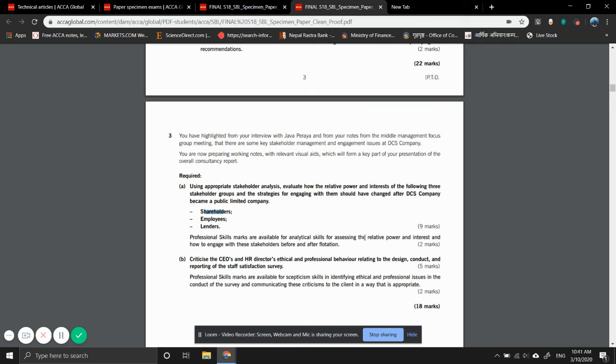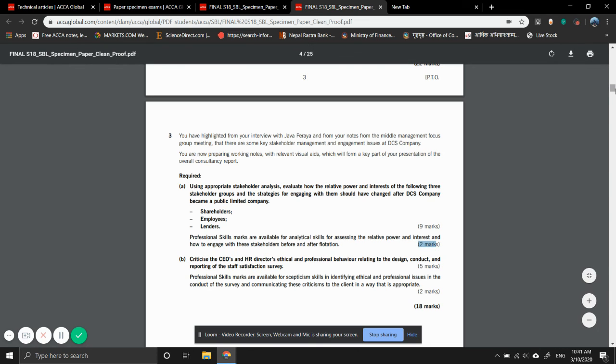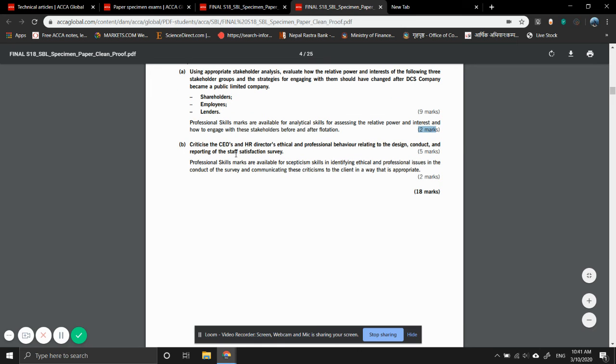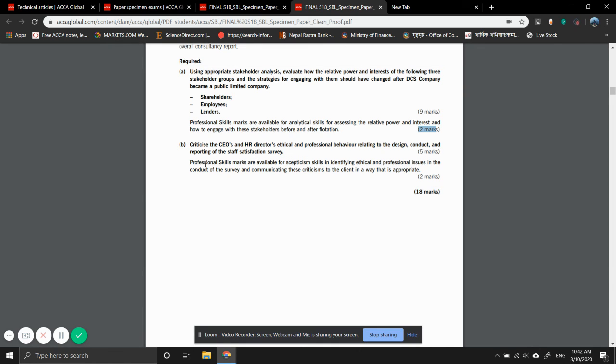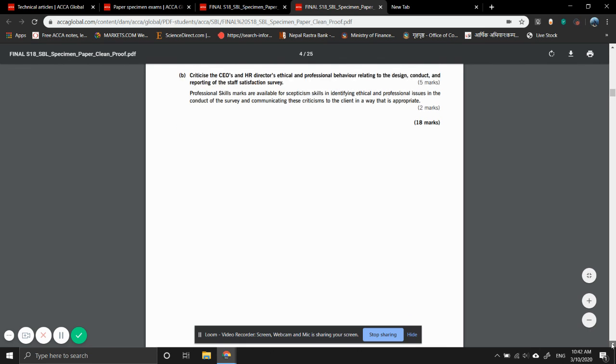So, analytical skills for assessing the relative power and interest and how to engage with these stakeholders before and after flotation will give us 2 marks. Then, criticize the CEO and HR's ethical and professional behavior relating to the design, conduct, and reporting of the staff satisfaction survey. Professional skills marks are available for skepticism skills in identifying ethical and professional issues in the conduct of the survey, and communicating this criticism to the client in a way that is appropriate.